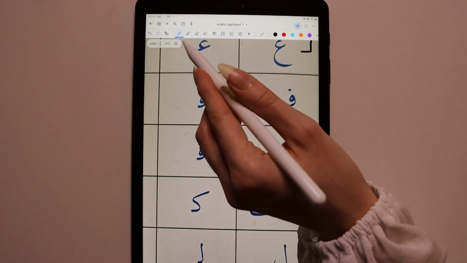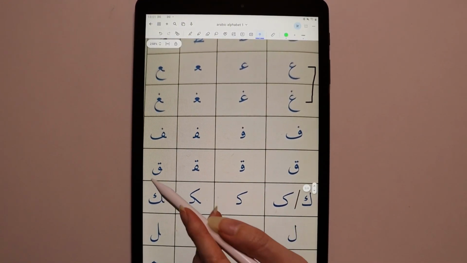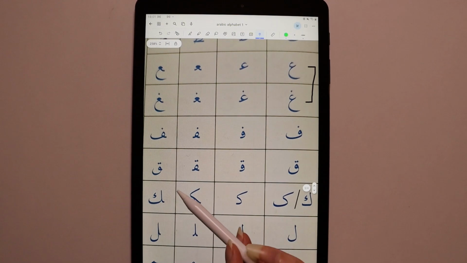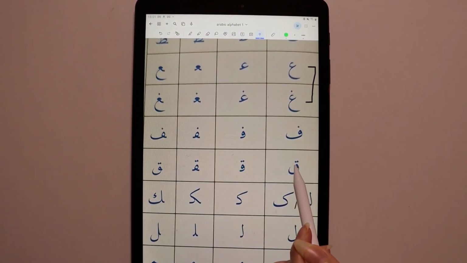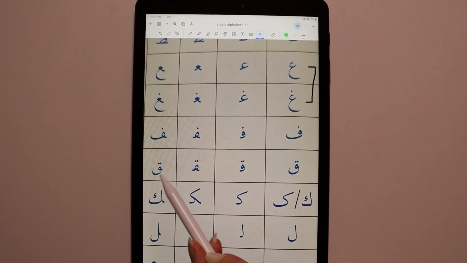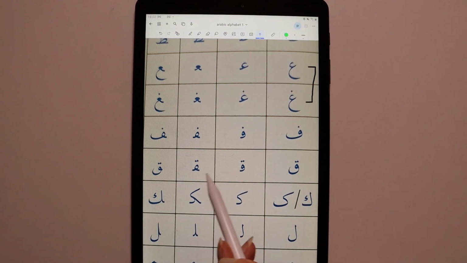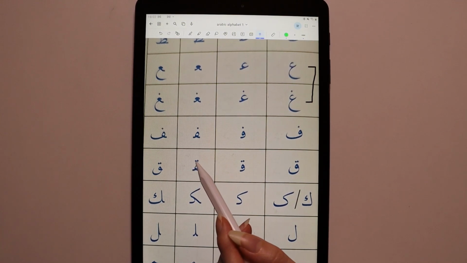And the qaf is, again, the end form looks like the isolated form, and then the beginning form looks like this part of the isolated form, and then the middle form. You kind of see how these forms started existing, and you see that it's still this letter.